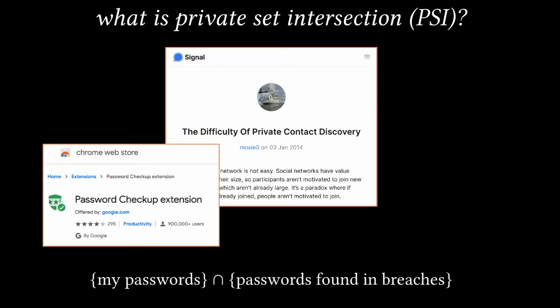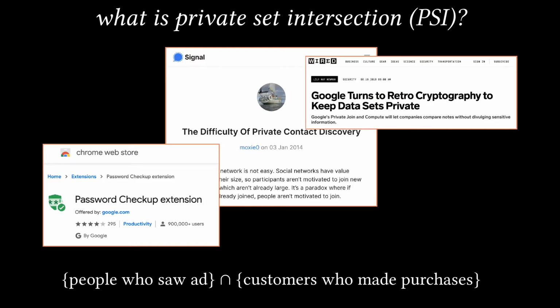As another example, Google has a service for the password manager in Chrome where any user can learn which of their passwords have appeared in a breach. Again, this is an intersection computation that can be performed with PSI, so no one has to send all their passwords to Google. Finally, Google uses PSI to measure the effectiveness of their advertising campaigns.